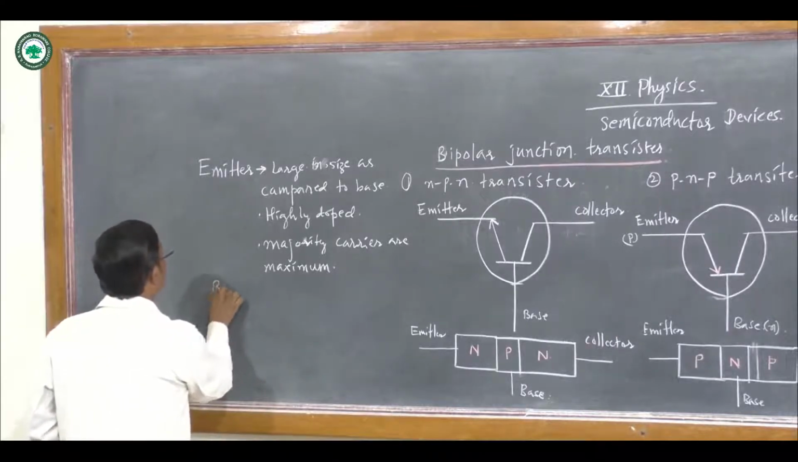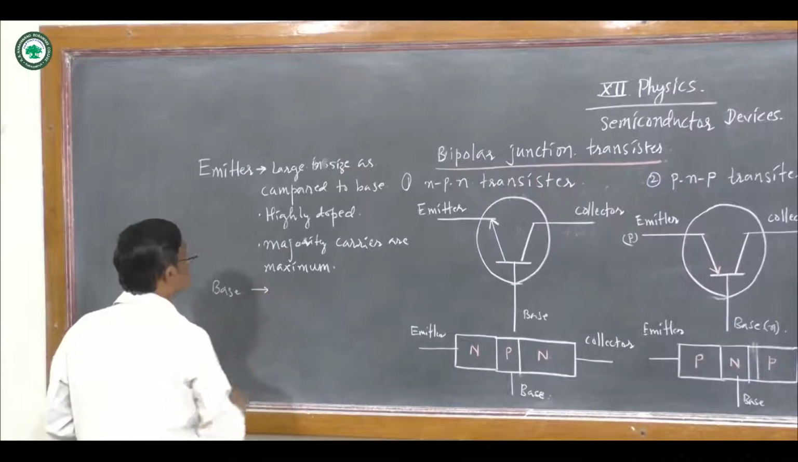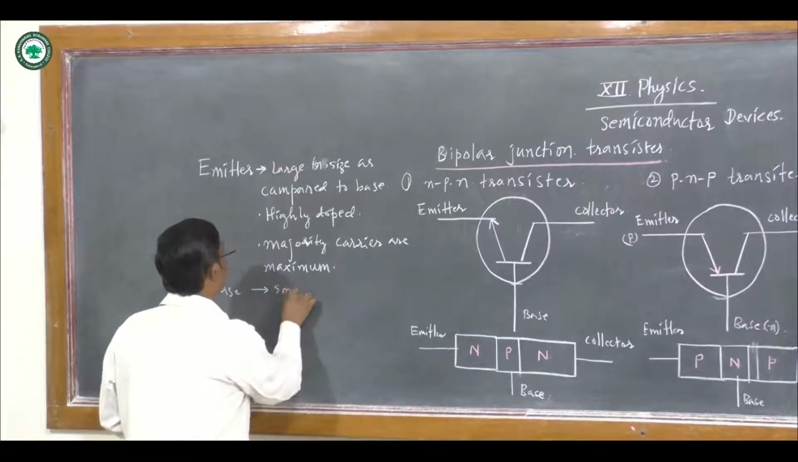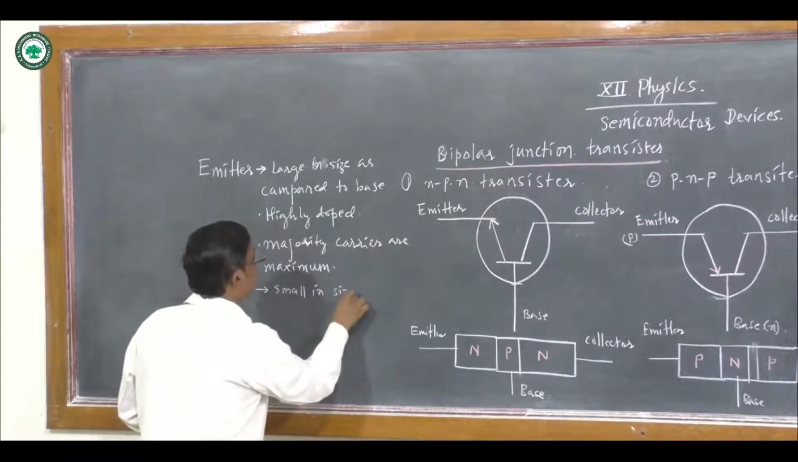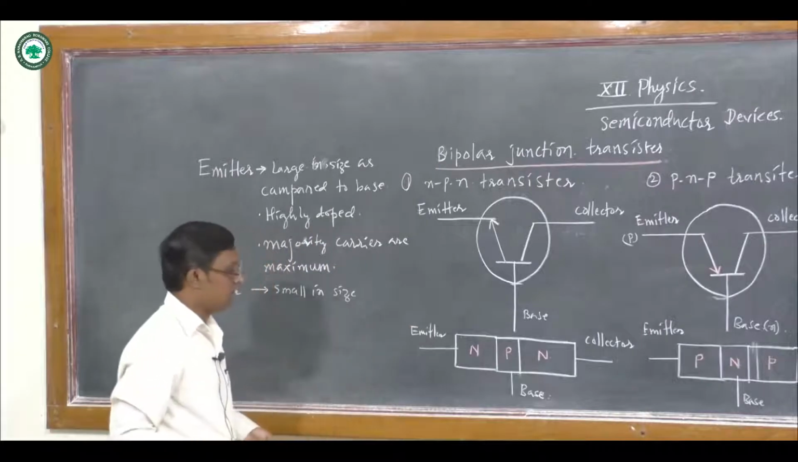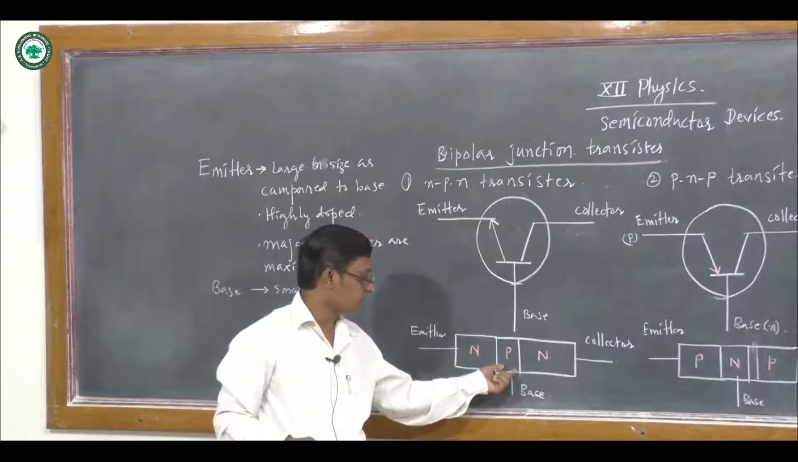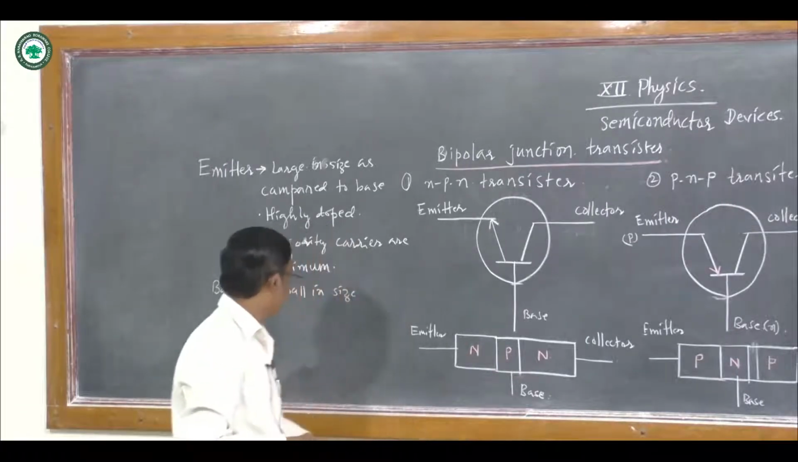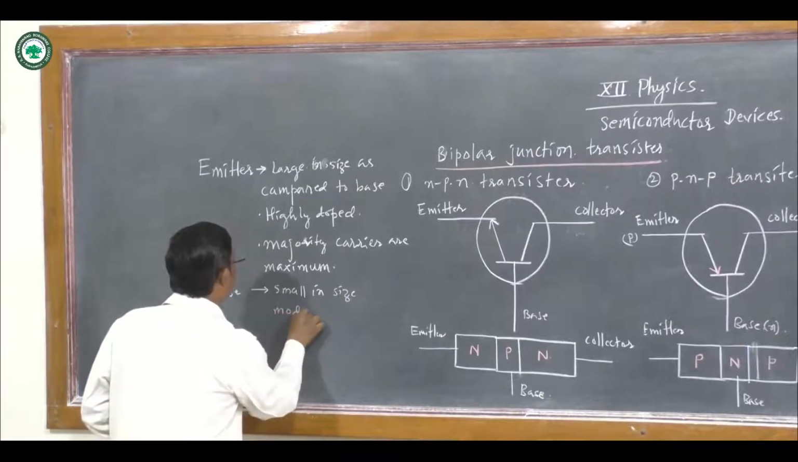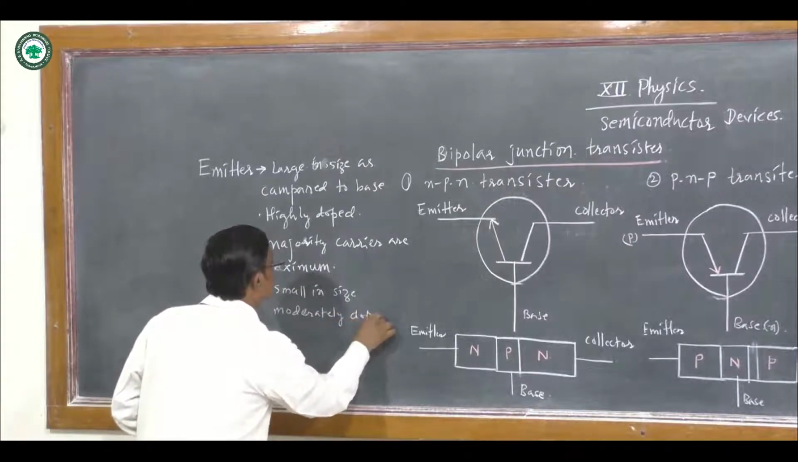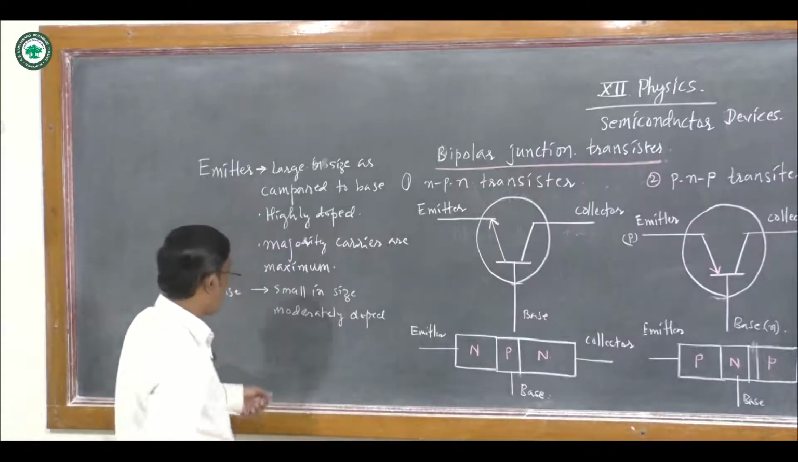The next terminal is the base. This is small in size as compared to the emitter and the collector of this transistor. This region is moderately doped.